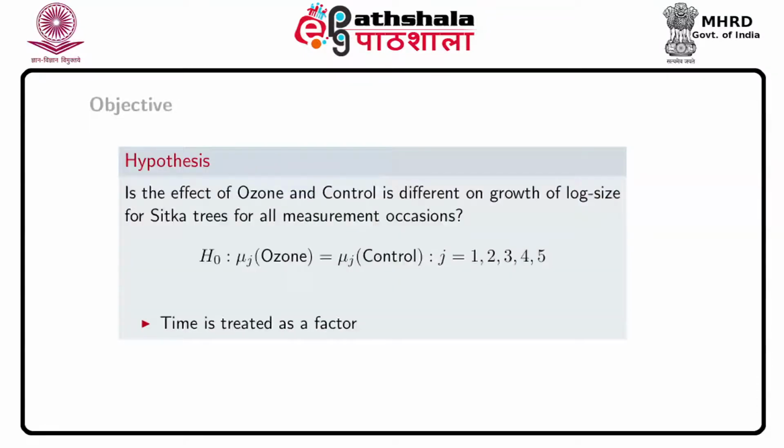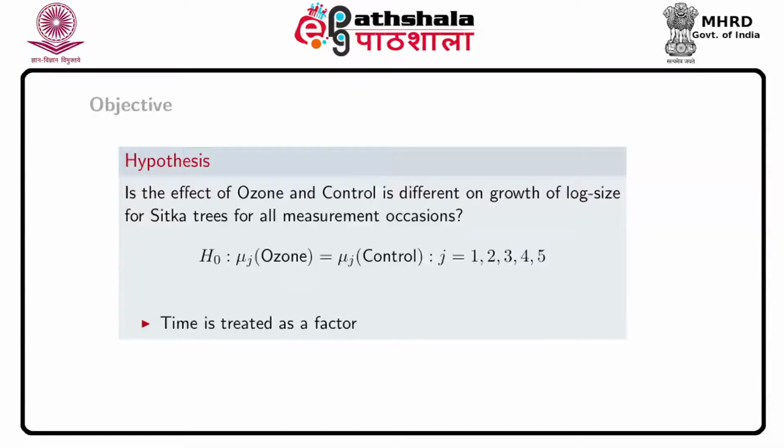Now, what is the objective? The hypothesis that we want to test here is whether the effect of ozone and control is different for the growth of the trees, the growth being measured by log size. Formally, we can write the hypothesis as mu_j under ozone, the mean growth under ozone for the jth time point, is equal to mu_j under control, the mean growth under control for the jth time point. j runs from 1, 2, 3, 4, 5.